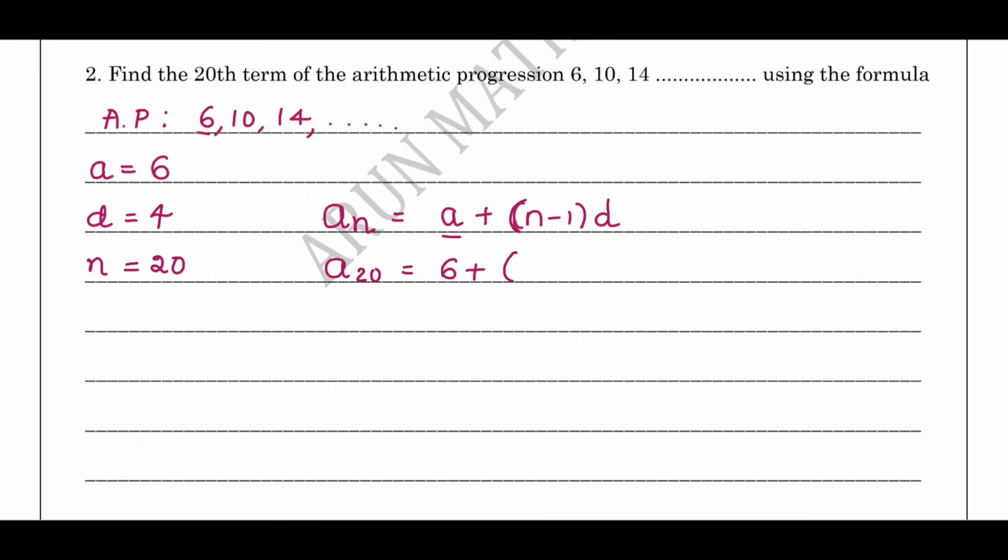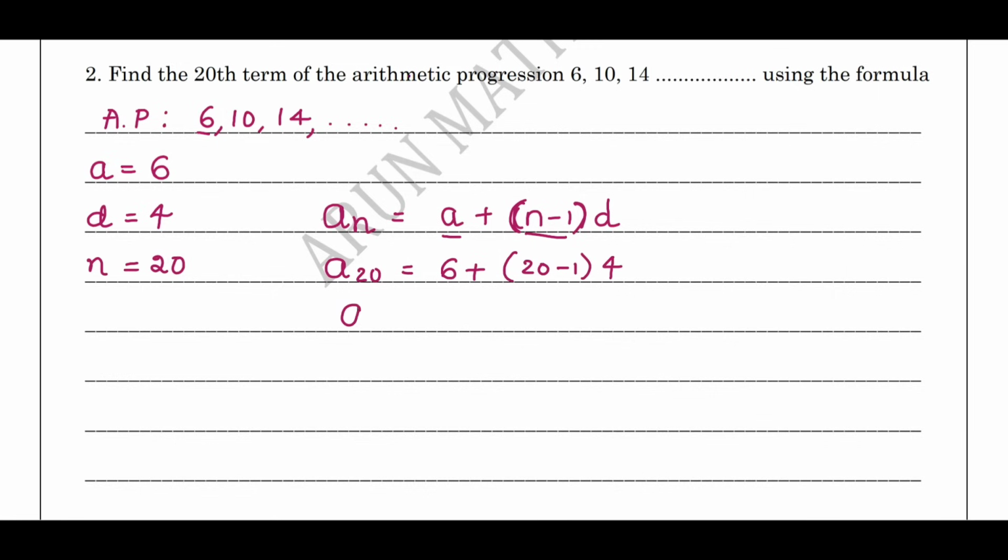Don't get confused here. What are the brackets? It's there in the formula. Continue as it is until you simplify. Inside the bracket, what we have is n minus 1. That is 20, n is 20, minus 1 as it is, into the common difference, which is 4.